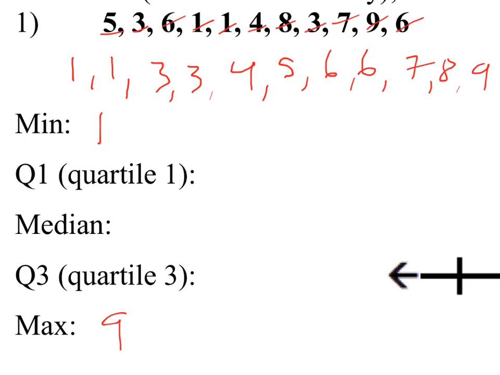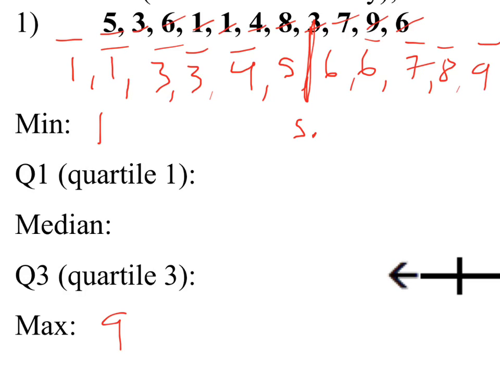And now we need to get the median before we can get the quartiles. So I'm just going to tick off the ends here until I get to the center number, which in this case comes out to be 2 different numbers. So my median is going to be halfway between those, which is going to be 5.5.